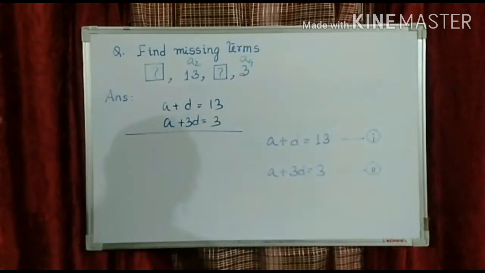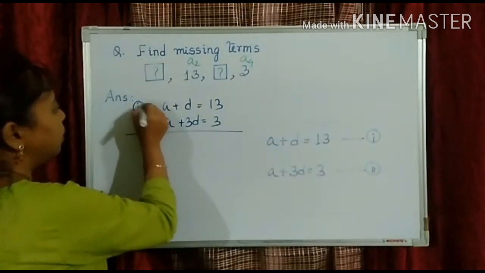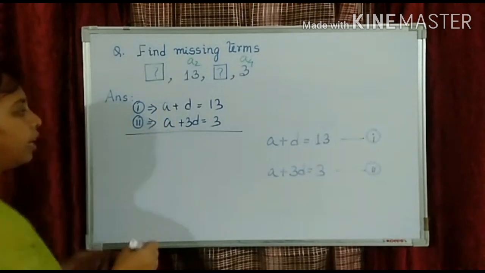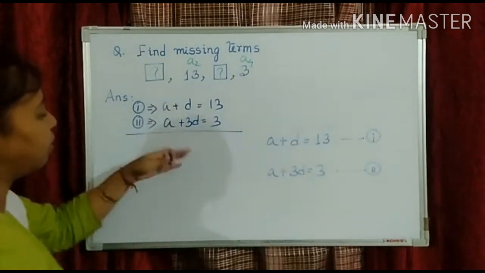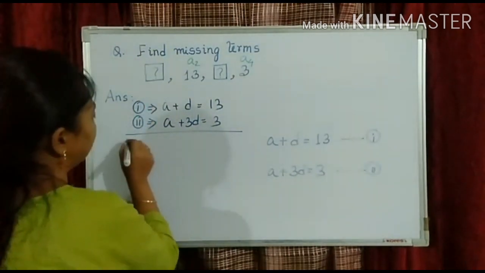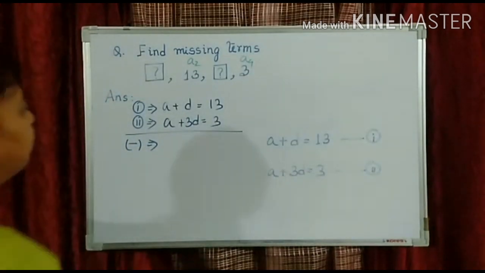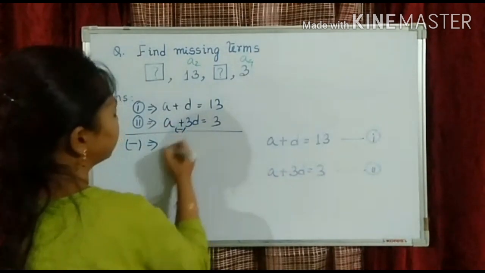Okay, now if we subtract equation number 1 from equation number 2, A will cancel and only D will be left. Then we can nicely find the D value, and after using the D value, we can find the A value. So if I subtract, the signs will change.